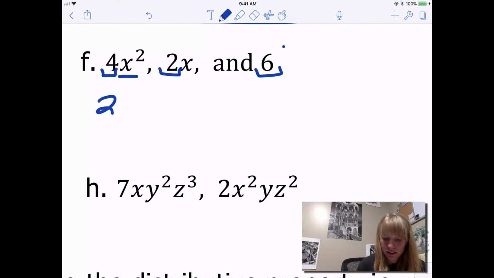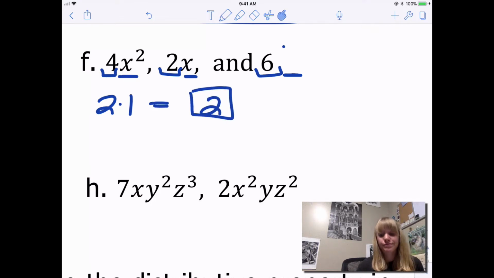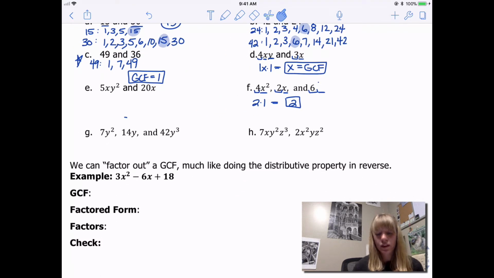And then as far as x's go, I have an x squared and x. This one does not have an x, so I don't have something that's common to all 3 of those. So I can just say that really, for the x's, it's just 1. I don't have any x's. So 2 times 1 is just 2. Okay, why don't you guys try E, G, and H, please?